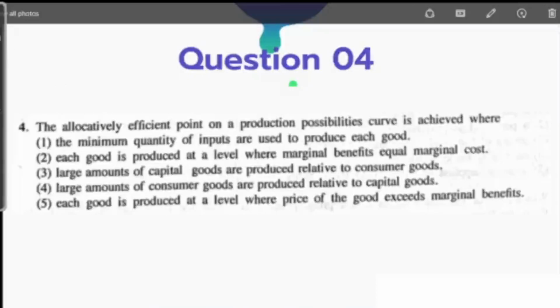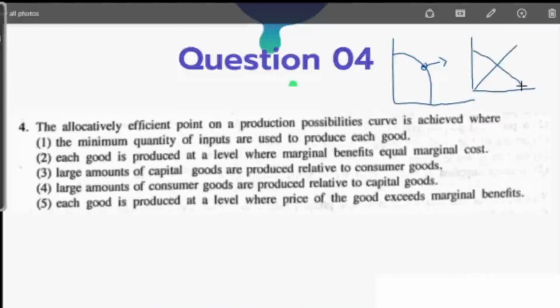If you can remember, a production possibility curve has either a concave shape or else a straight line or linear shape. So on the PPC curve, any point represents a productively efficient point. If you say allocatively efficient point, that is one point out of many productively efficient points. So let's assume this is the allocatively efficient point. We need to find out how we find this allocatively efficient point. This point is determined by market equilibrium.